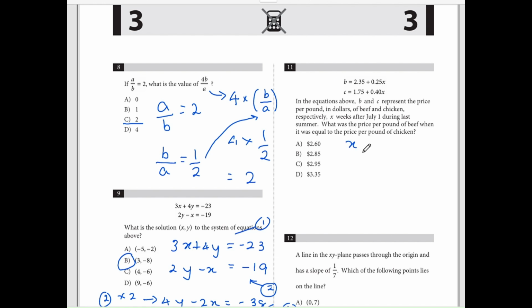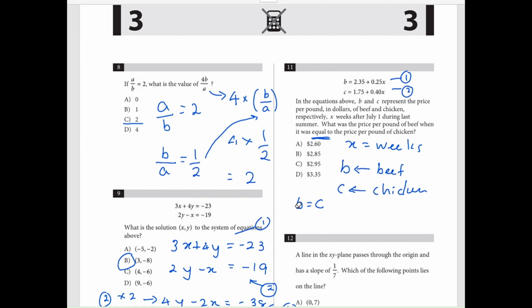Okay, x weeks, p and c. p is for beef and c is for chicken. So they are asking what was the price per pound of beef when it was equal to the price of chicken, then p equals c. Then we can simply equate these two equations.